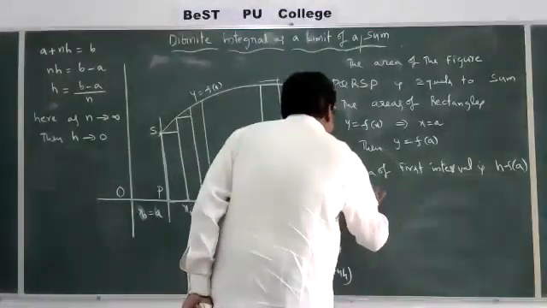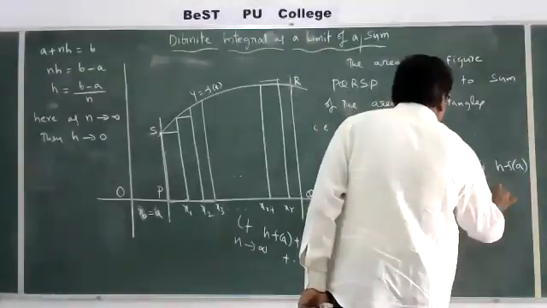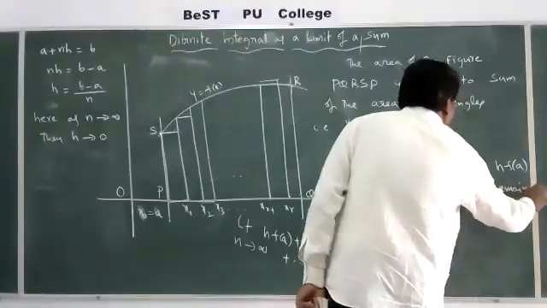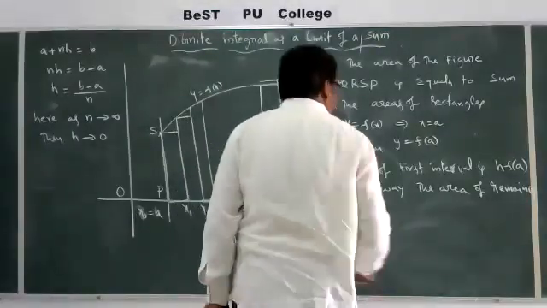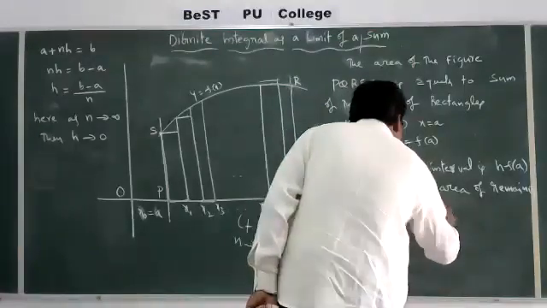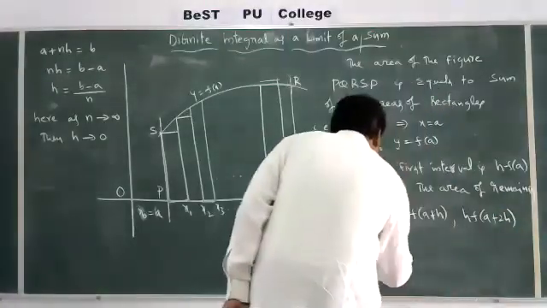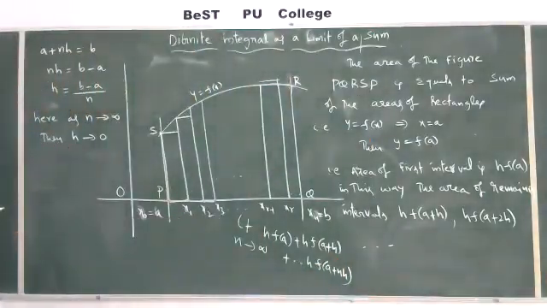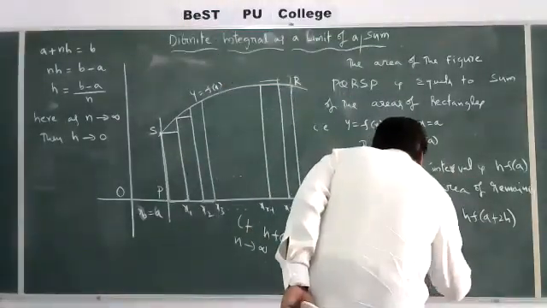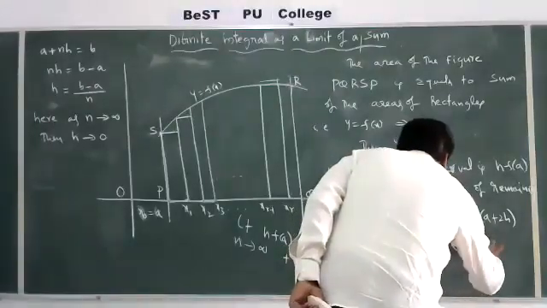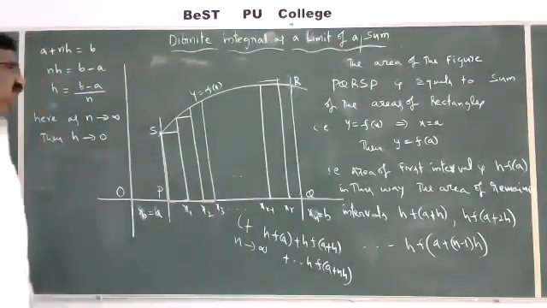In this way, the area of the remaining intervals: h into f of a plus h, h into f of a plus 2h, and so on, h into f of a plus n minus 1 into h.